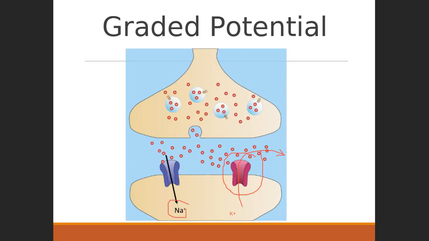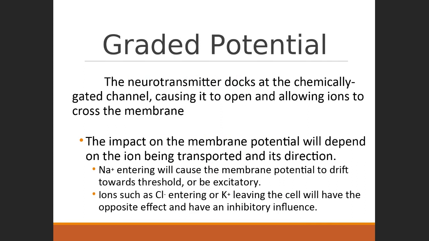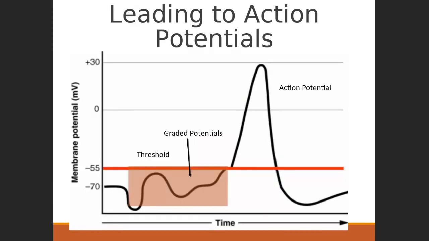So this could be an inhibitory action. This could be an excitatory action, giving us the opportunity to have these rises and falls underneath the threshold line. And from there, it's a tug of war. Is the excitatory stimulus going to be more powerful than the inhibitory stimulus, or vice versa, dictating if we get an action potential or not?